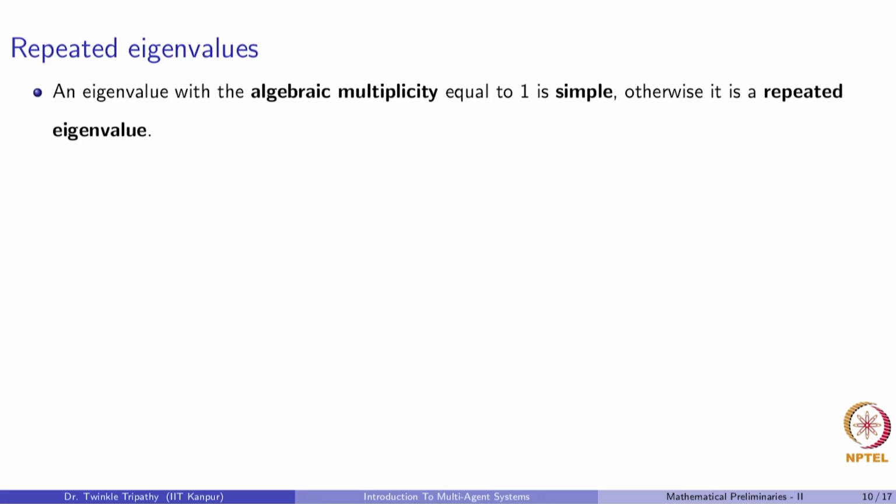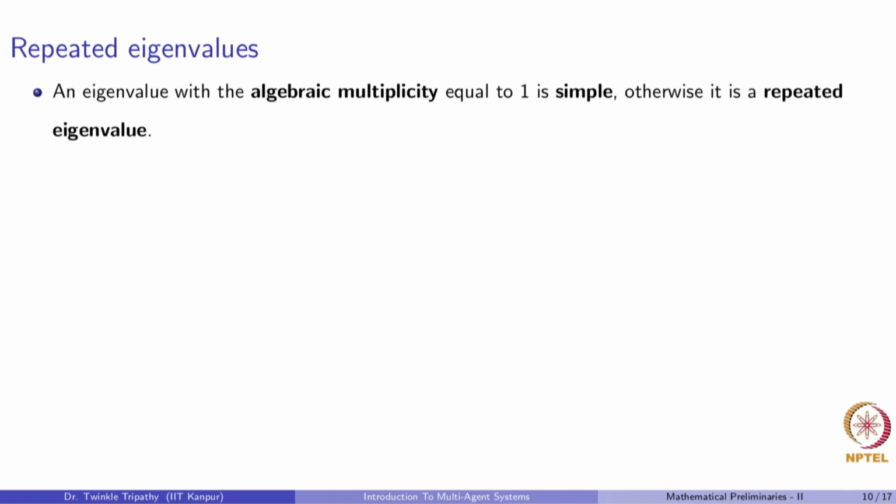Now, let us look at the case when the matrix A does not have distinct eigenvalues, but has repeated eigenvalues. How do we calculate the Jordan matrix in that case is the first question. The second question is, does the Jordan matrix now remain diagonal or not? In our previous definitions, we already saw that when the algebraic multiplicity of an eigenvalue is equal to 1, it is known as simple, and whenever the algebraic multiplicity is greater than 1, meaning it is a repeated root, then the eigenvalue is said to be a repeated eigenvalue.